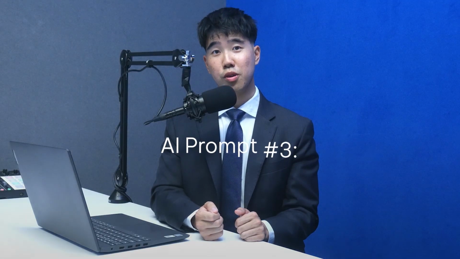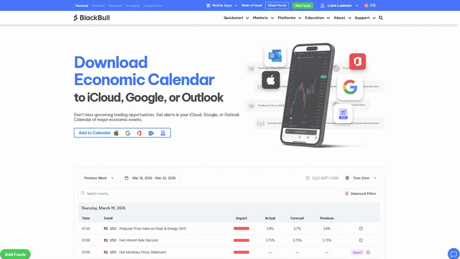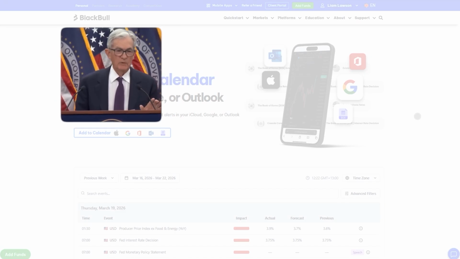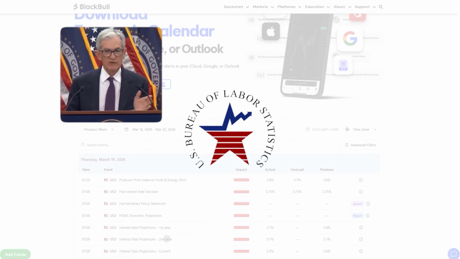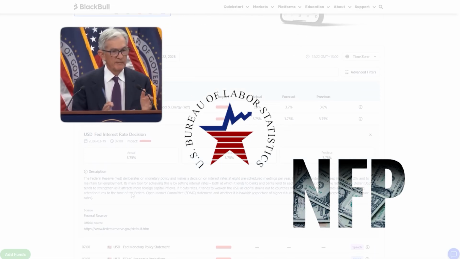If your report is missing a future-looking bent, be sure to follow up with the AI that this is something you value. The third prompt is to ask the AI to create different scenarios before a major event. Before an event like the Federal Reserve decision, a CPI release, or non-farm payrolls, you need to think about the probability of the different outcomes occurring.